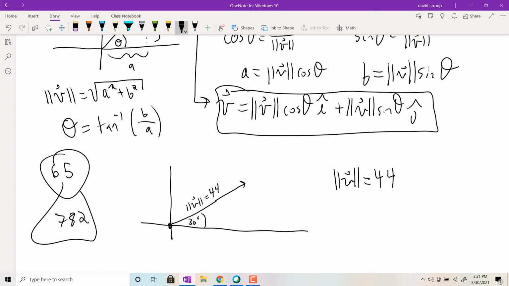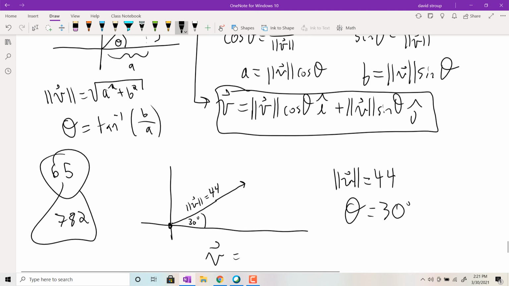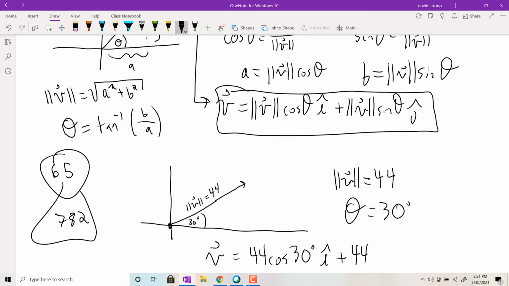Also then theta is given as 30 degrees, so we can write our vector up. Our vector v will be 44 cosine of 30 degrees i, we want the ij notation, plus 44 sine of 30 degrees j, and they want you to simplify that.